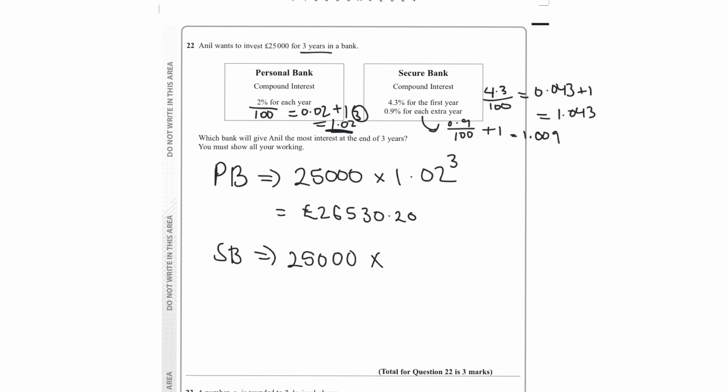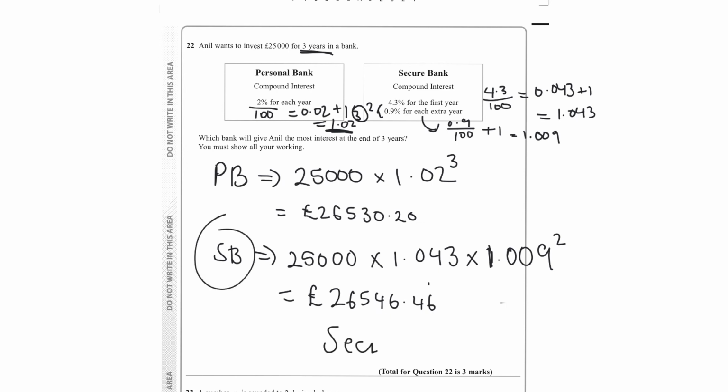Because he only has a rate of 4.3% for 1 year, it would just be times by 1.043 to the power of 1, but anything to the power of 1 is itself. And then because his total is 3 years, then the 2 extra years of the 0.9%, so that's going to be to the power of 2. So you've got the 1 year here and then the 2 years here. That's what makes your total of 3 years. So then times by 1.009 squared. Put that all into your calculator. That should leave you with an answer of £26,546.46. And the one that he ends up with the most money with is Secure Bank. So the answer is Secure Bank.